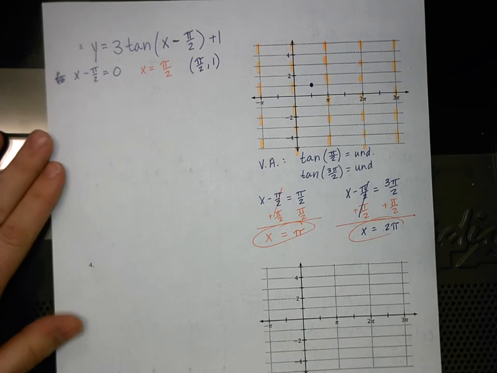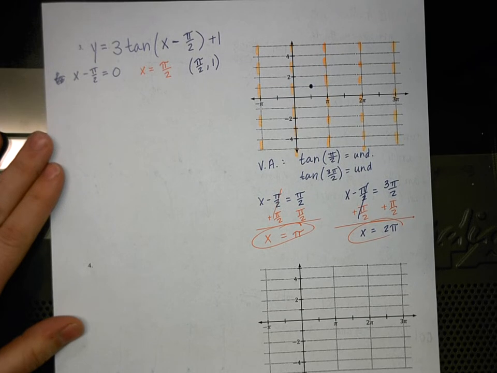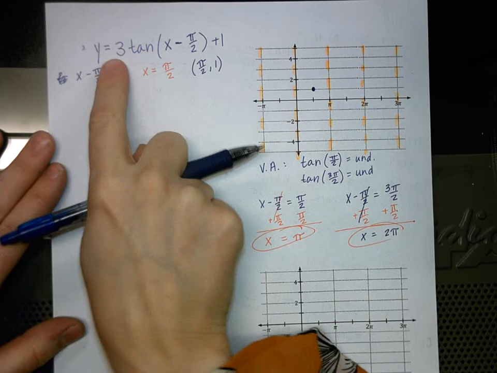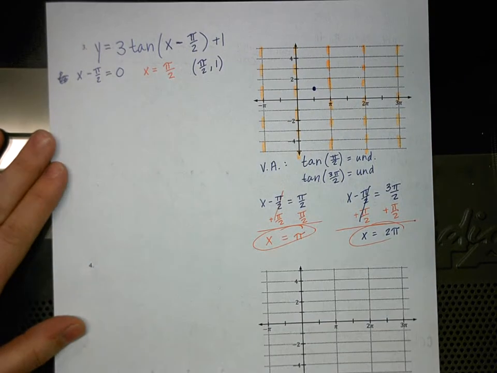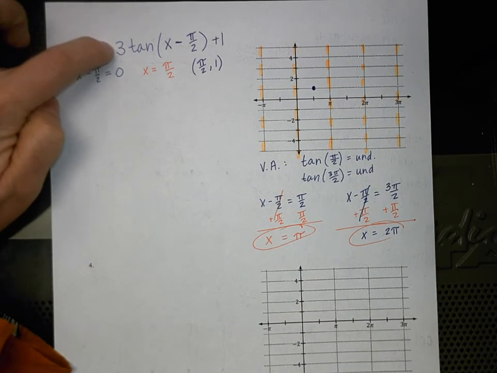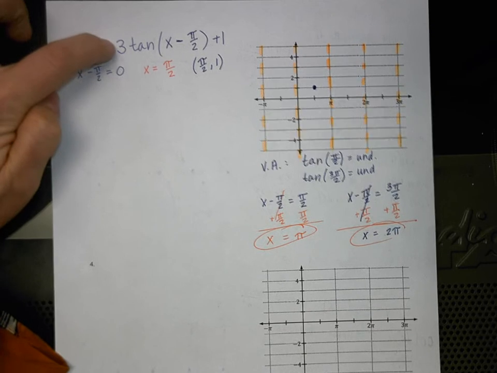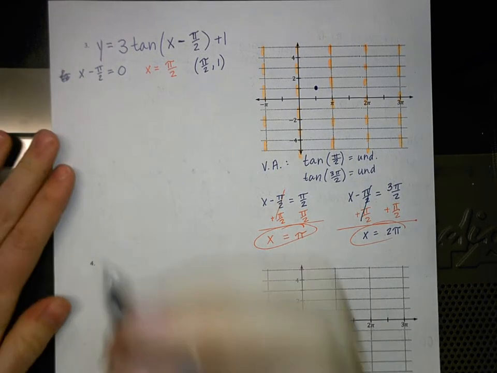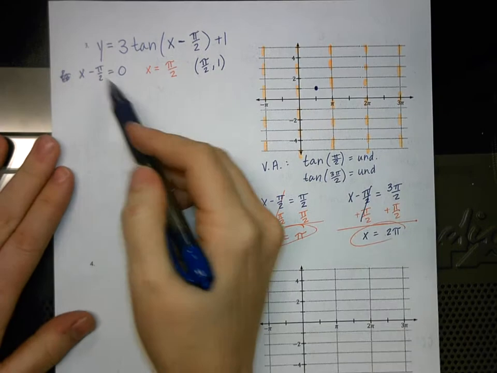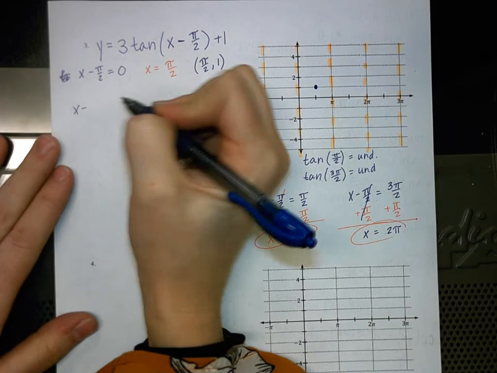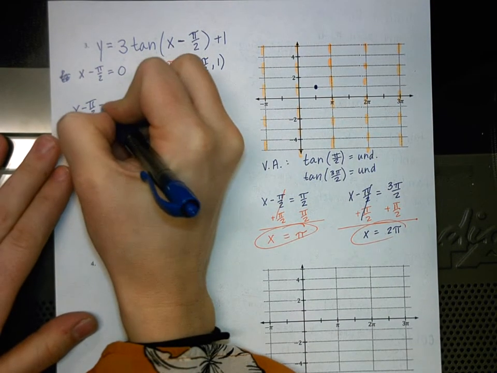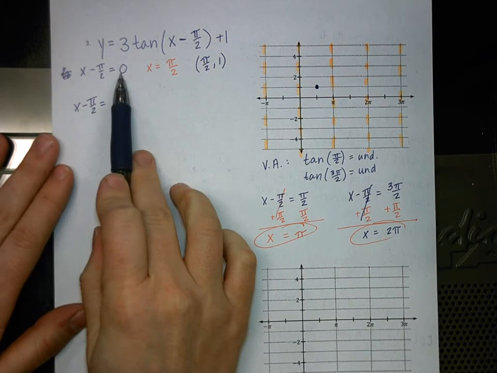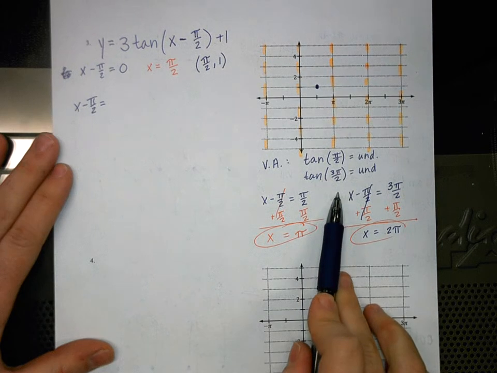All right. Now, you should know what your tangent function looks like. This is not a reflection. There's no negative out in front, but we do have this 3 that changes the amplitude. So we need to make sure we represent that properly. So let's set x minus pi over 2 equal to another increment. So we have 0, pi over 2 and 3 pi over 2.